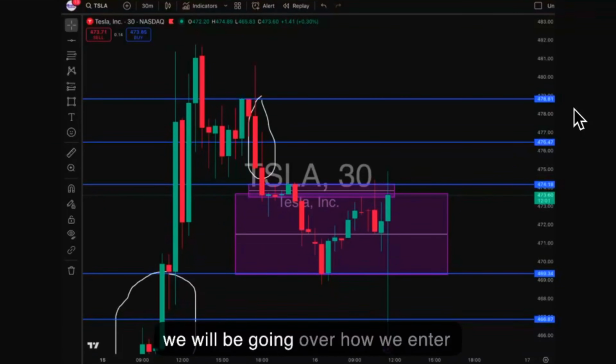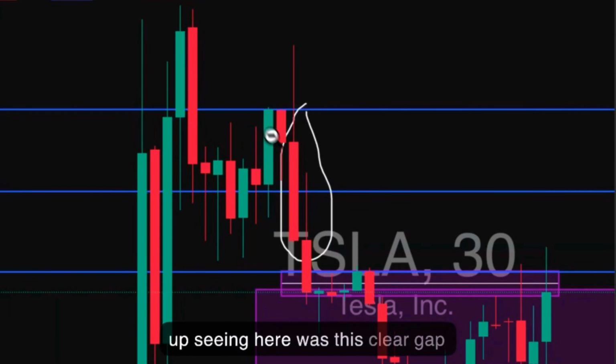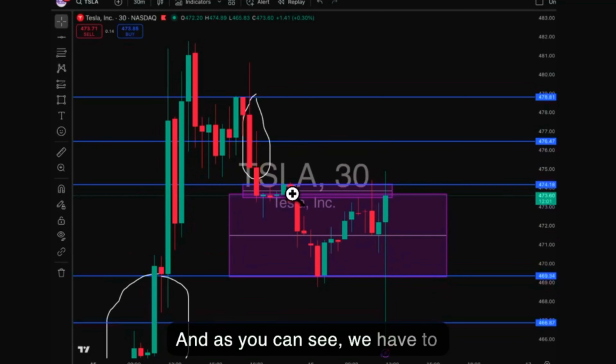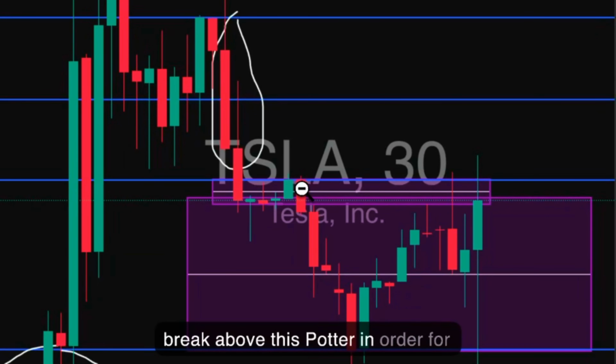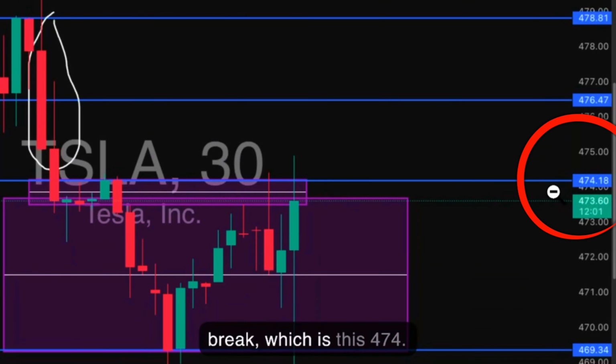So yes, we will be going over how we enter and exit trades inside of the Discord. The first thing that we see here is this clear gap down with no consolidation. This is what I'm targeting to the upside. And as you can see, we have to break above this box in order for us to target the upside for calls. This is the level that we need to break, which is this 474.